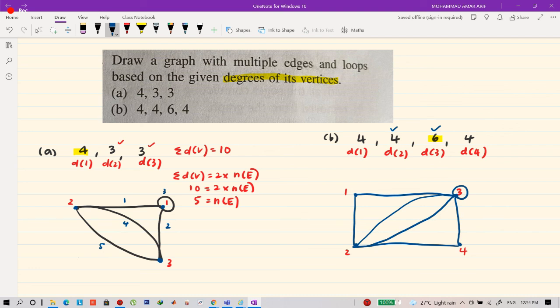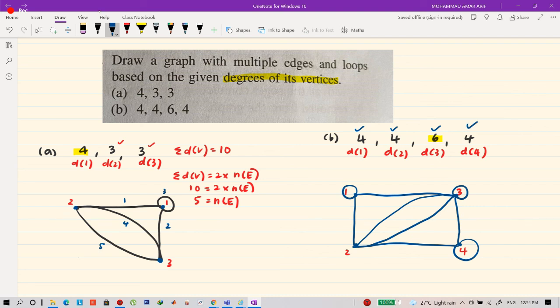So yang 1 ni pula, macam mana nak bagi dia jadi 4? So 1 ni 3 pergi ke 1, dah jadi 1. 2 pergi ke 1, and then you can do loop dekat sini. So loop dekat sini dah jadi 2. So automatic ni akan jadi 4. So dah settle. So dekat number 4, 3 pergi ke 4, 2 pergi ke 4. So dia akan jadi 2 jalan dekat situ, and then tambah lagi 1 loop dekat sini. So dia akan jadi 4 dekat sini. So 4 pun dah settle.